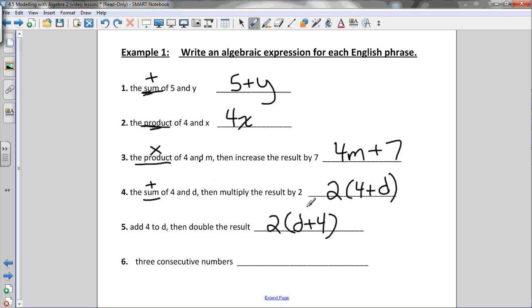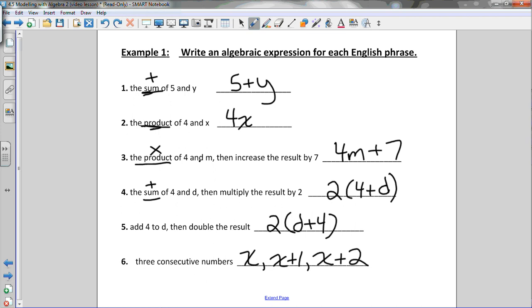Number 6, 3 consecutive numbers. How would I write 3 consecutive numbers? Well, my first number, I don't know what the number is. I could use a variable for that, x. My first number is x. What would be the number after x? Well, it would be x plus 1. What would be the number after that? We'll add another one to that, and it becomes x plus 2. So those are 3 consecutive numbers: x, x plus 1, and x plus 2. Okay.